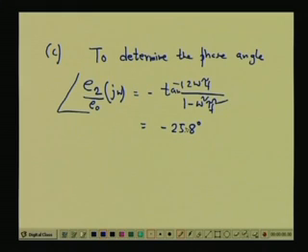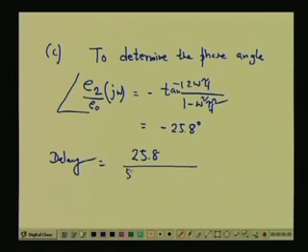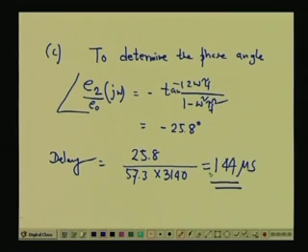The phase angle will introduce a delay, which can be computed as 25.8 upon 57.3 into 3140, which is equal to 144 microsecond. Okay. These are all the solutions to problem number 21.1. Now we will go to problem 21.2, that is also an LVDT. So, let us look at that, right.